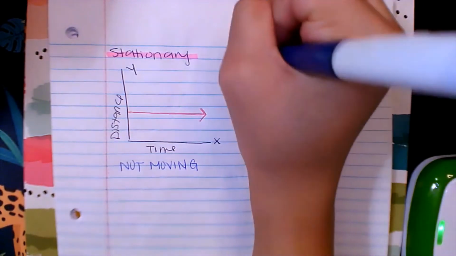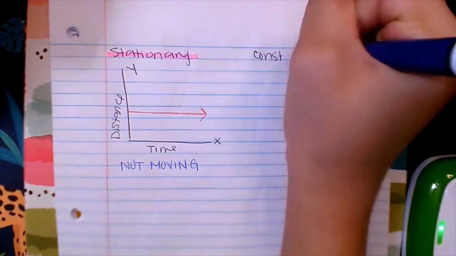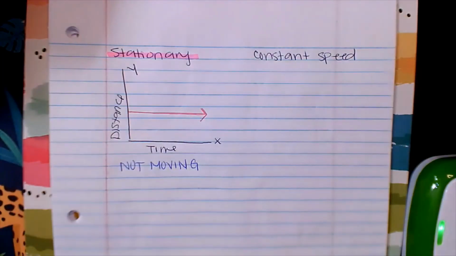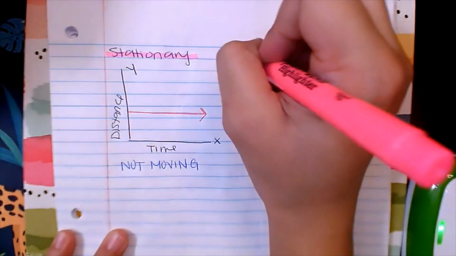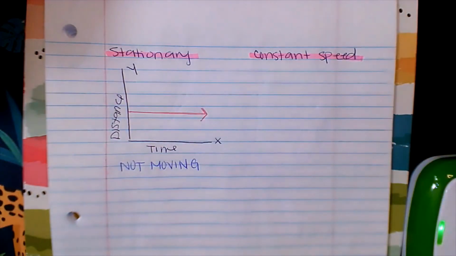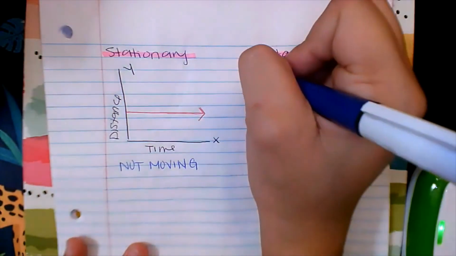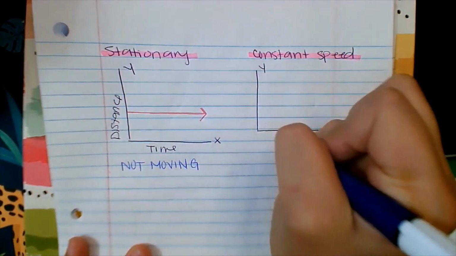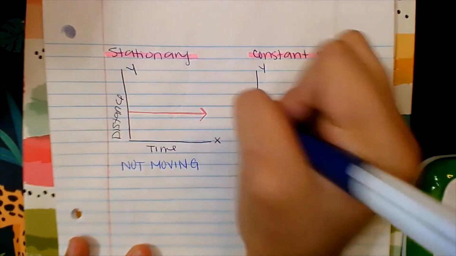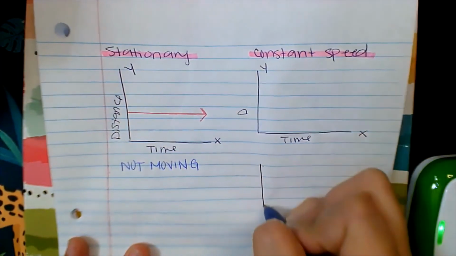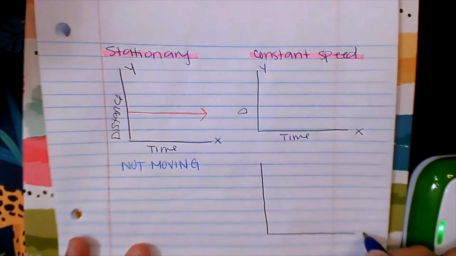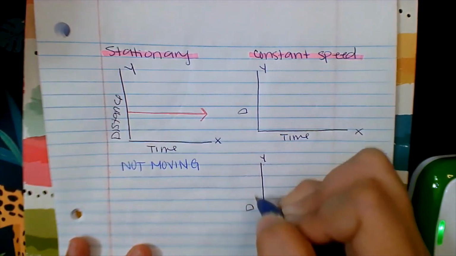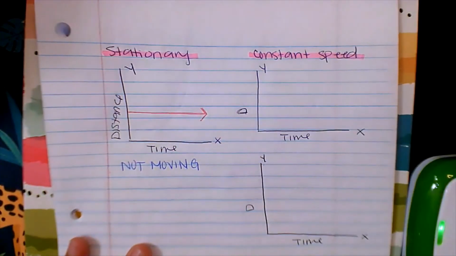And last but not least, we have something called a constant speed. Again, let me go ahead and highlight. And with constant speed, I'm going to go ahead and draw out my two different types of graphs. You know that our x value is time. You know that our y value is distance. Again, we know that our x value is time. We know that our y value is distance. Just going to put a d to shorten it.